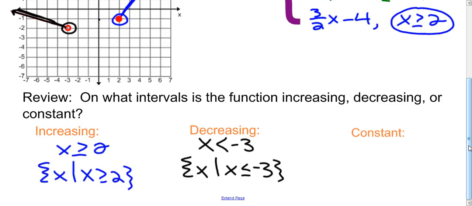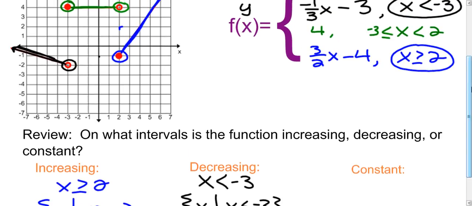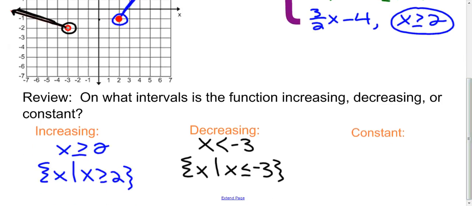And then it's constant in the green part. It is constant in interval notation between -3 and 2. And in set notation, it would look like this.